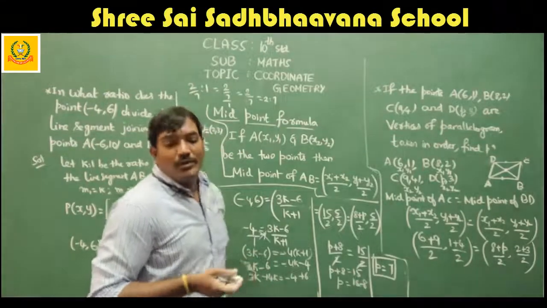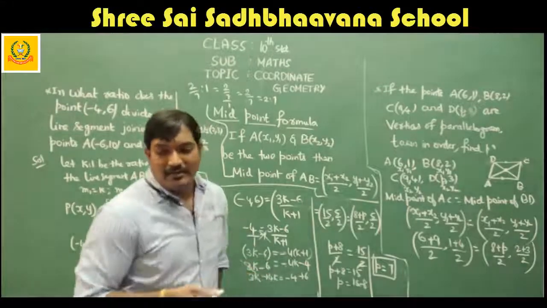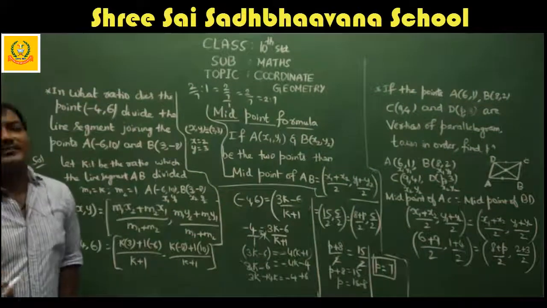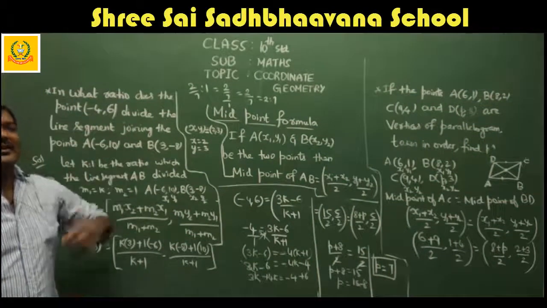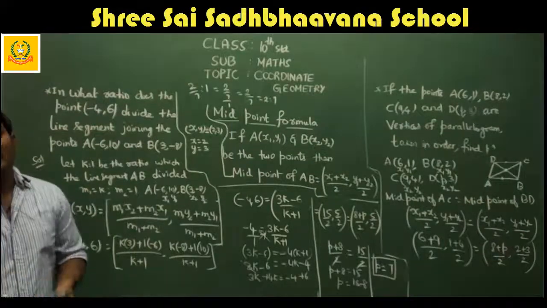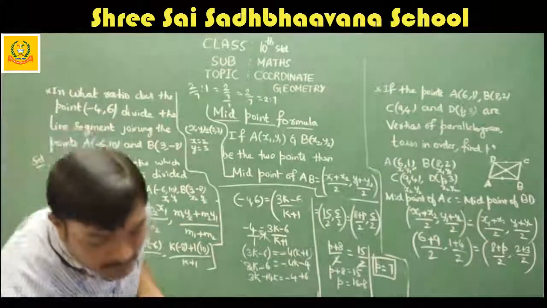So this is how you have to find the value of p. This is the easiest way to find p. So don't go with the distance formula to find it, because it will become lengthy, and if you make any mistake in between, obviously you might not get the answer properly. Okay.